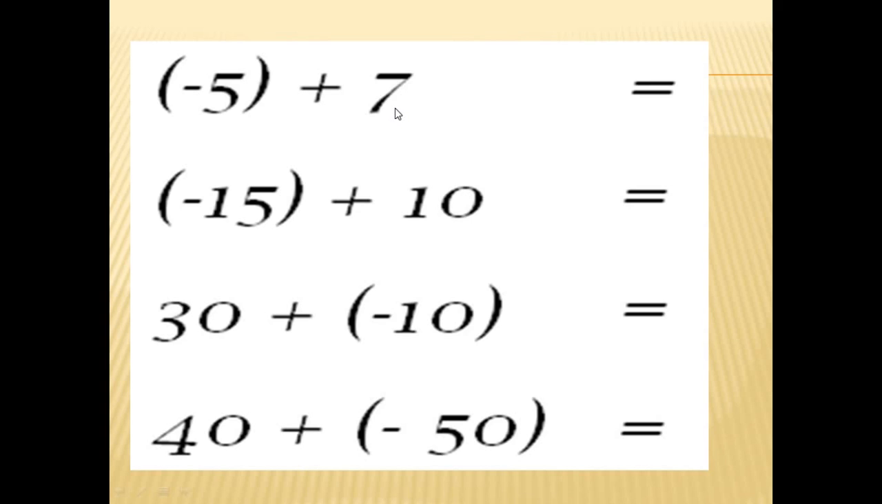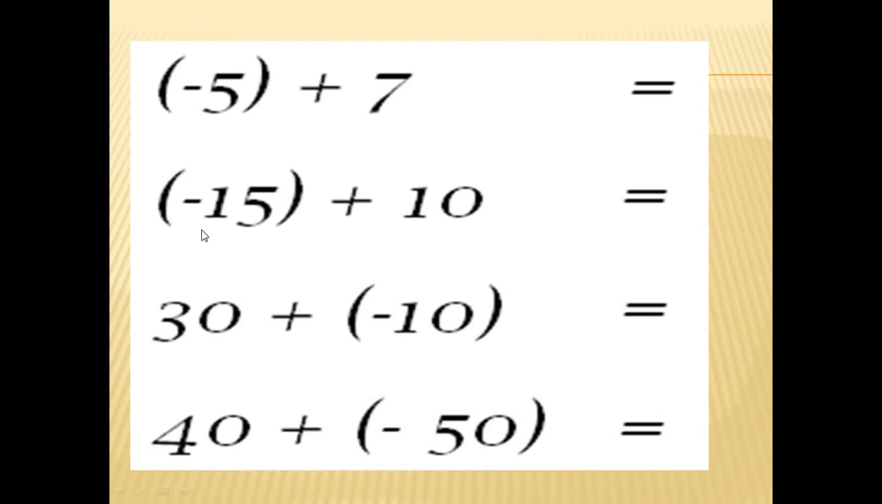We need the sign of the answer. So how can we give the sign of the answer? For that, we are taking the sign of the greater integer. Here 5 and 7 are the integers we have considered. The greater one is 7. 7 is a positive integer. So the answer will be plus 2.